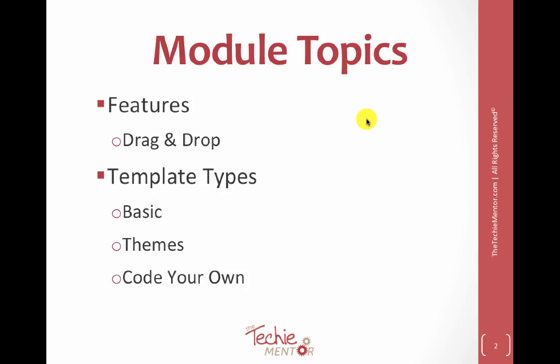So let's get started. We're going to look at the different features that are included with the templates in MailChimp. There is a drag and drop feature now that makes it so easy for you to design a template on the fly, which means you can lay it out however you want by simply dragging and dropping elements and removing elements that you don't want. So you're going to start with a template, and then you can remove and add as needed. There are different template types as well: the basic, the themes, and code your own, and we'll look at all three of those so you can get a gist of what you want to do.